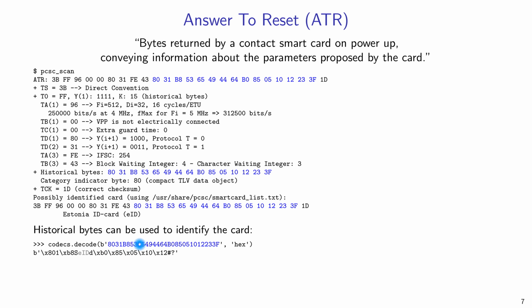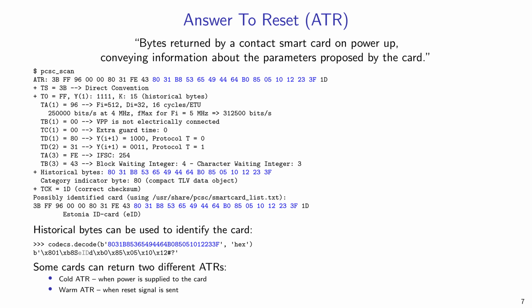For example, these are the historical bytes of the Estonian ID card, and they encode the ASCII string EID. Earlier versions contained the string EstEID together with a version number. This tool comes with a database of known ATRs in this file here, and it looks up the ATR and shows that, for example, this ATR corresponds to an Estonian ID card. Note that some cards can return 2 different ATRs. The so-called cold ATR when power is supplied to the card, and the so-called warm ATR when a reset signal is sent, which basically performs a kind of soft restart of the card.